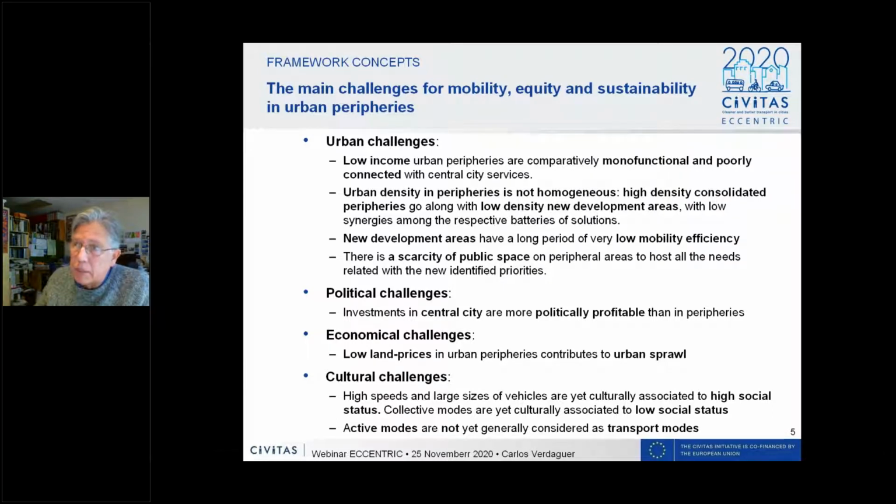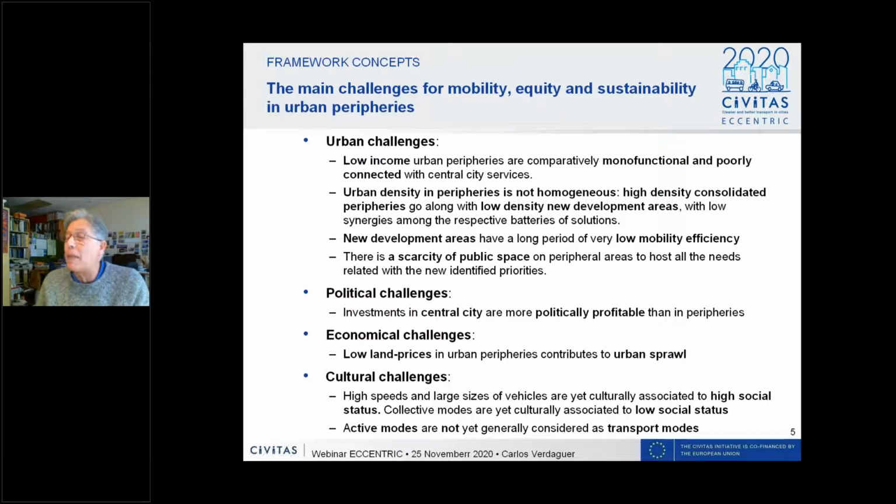We have a lot of new developments that, due to the crisis, got somewhat stopped in the middle, and they are poorly served by public transport. There is a scarcity of public space on peripheral areas, especially in the consolidated urban neighborhoods, to host all the needs related with these identified priorities. Political challenges, well, the investment in central cities is always more politically profitable. And this is what gets votes. If you make things in the visible places where a lot of people come around, it's more profitable to make investments in the public space in the urban centers.